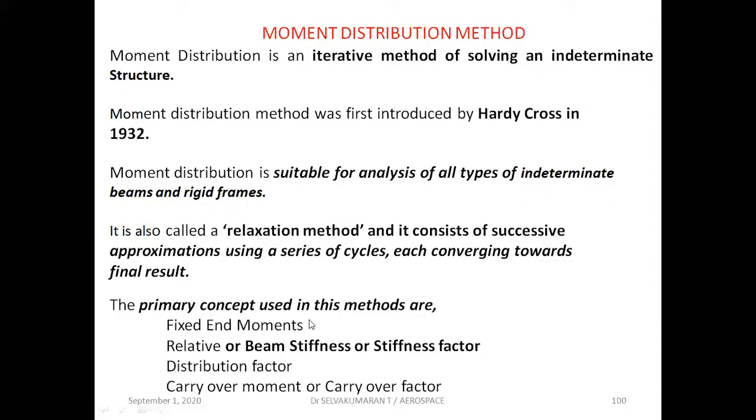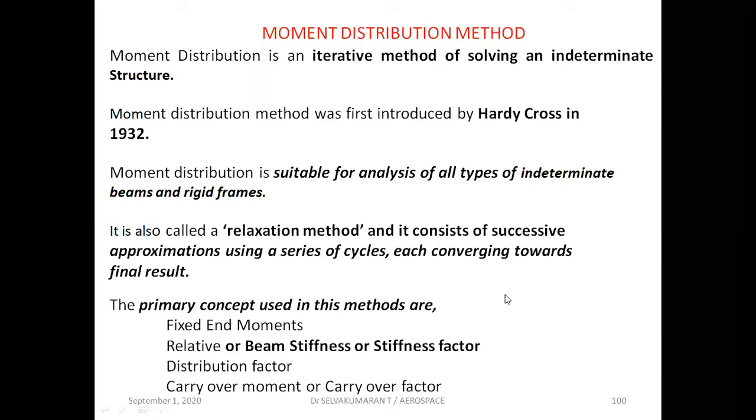So today we'll see the moment distribution method, which is nothing but an iterative method of solving indeterminate structures or indeterminate beams, we can say, or indeterminate rigid frames. This method was introduced by Hardy Cross in 1932. We can also call this method a relaxation method, where we get successive approximations, or we can say a number of iterations, which is converging towards a final result.